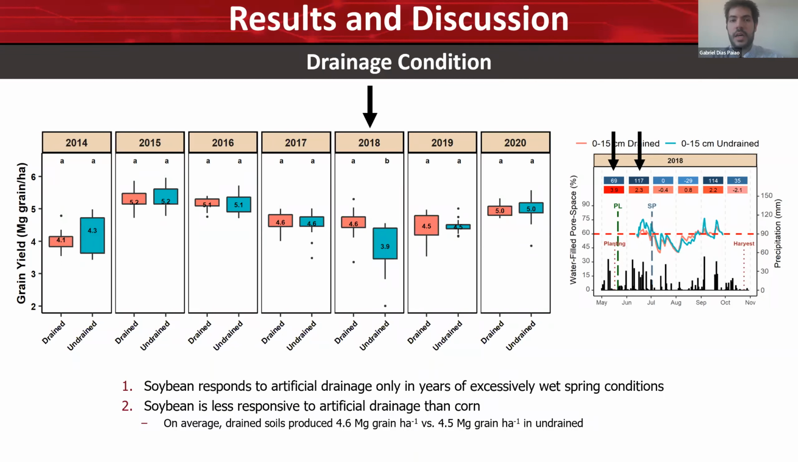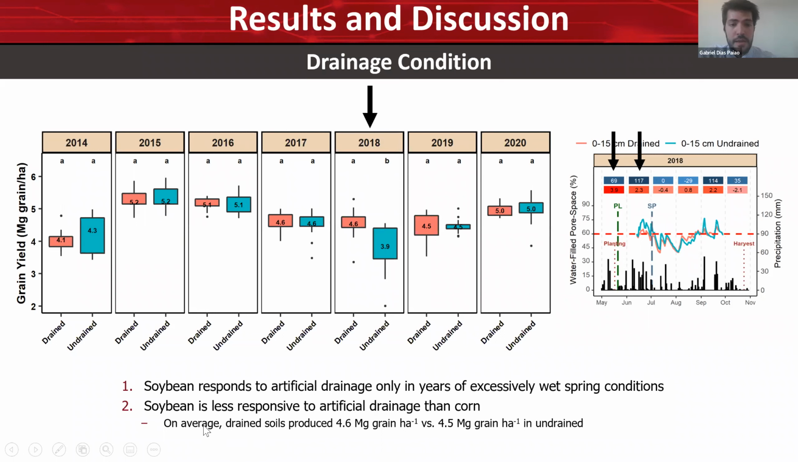So this indicates that soybean responds to artificial drainage only in years with excessively wet spring conditions, and that compared to corn, soybean is less responsive to artificial drainage. However, I should point out that if climate change predictions of increasingly wetter and warmer spring conditions in the upper Midwest come to be real, then artificial drainage will be more impactful for soybean production, as we can see here by the results from 2018.